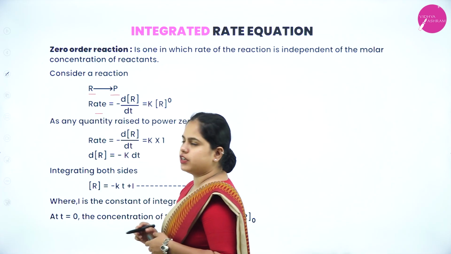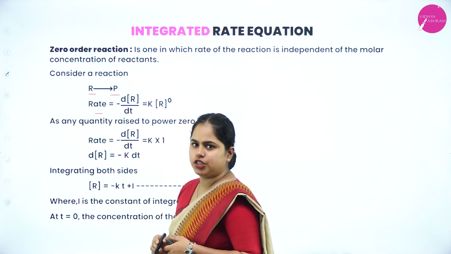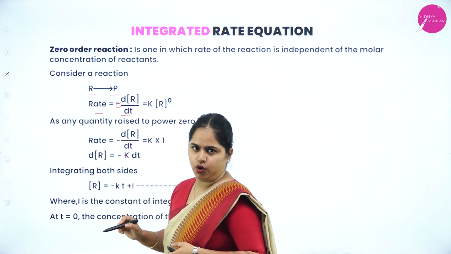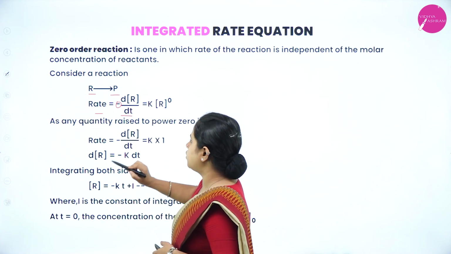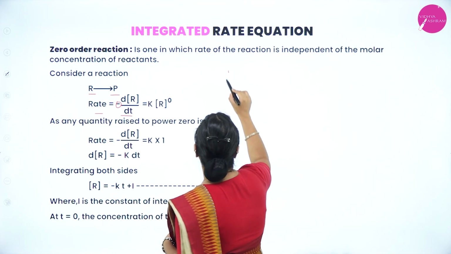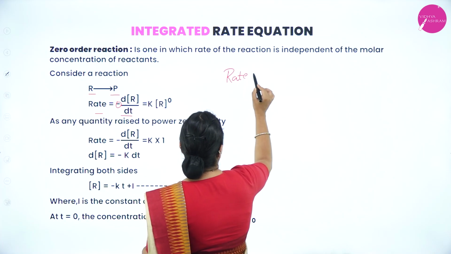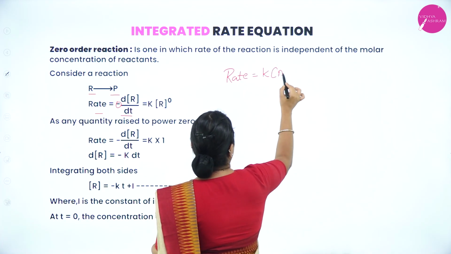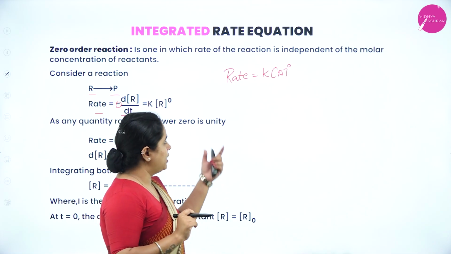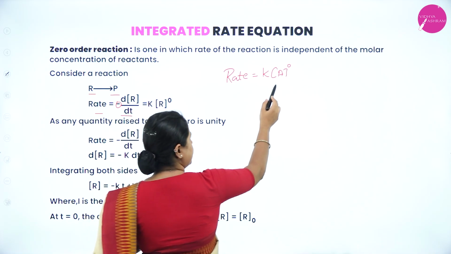So how do you write the differential rate equation for this? In the first session itself we studied: minus d by dt, this minus is important, right? Minus d by dt of the molar concentration of R is equal to k into R to the power 0. From where did it come? Rate is equal to k into A to the power 0. We know this. So this is the rate expression or rate law, and this is a zero order reaction.